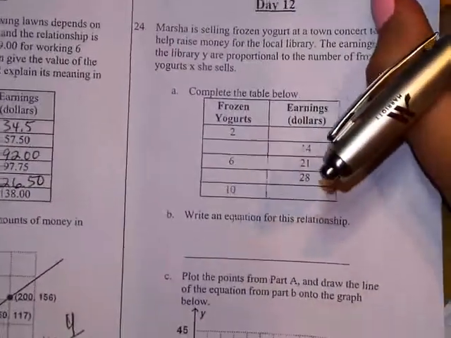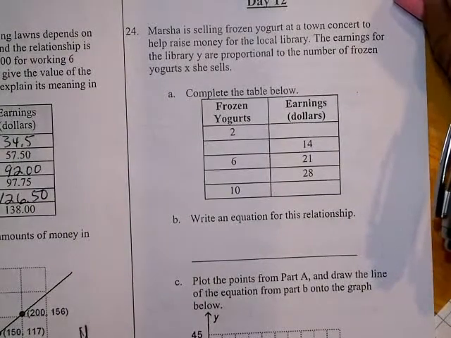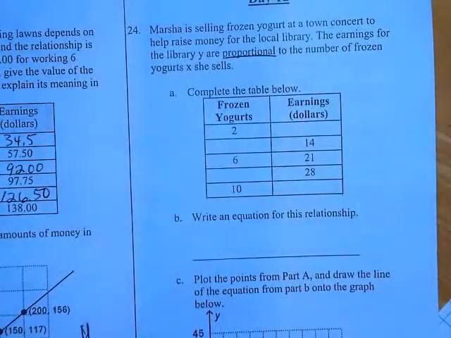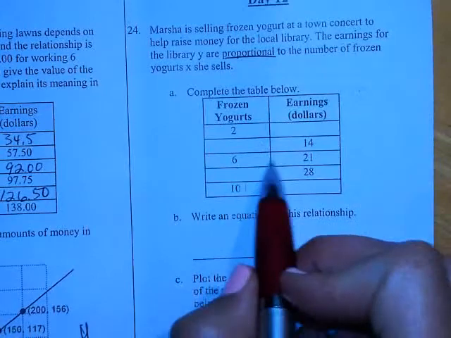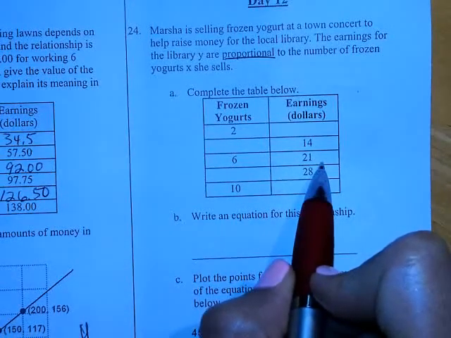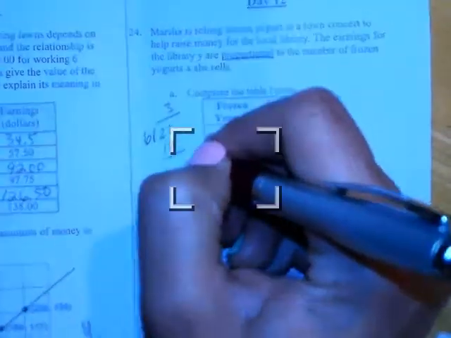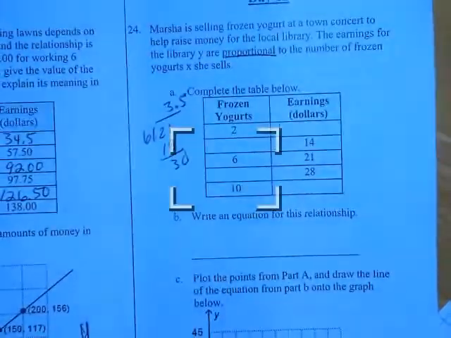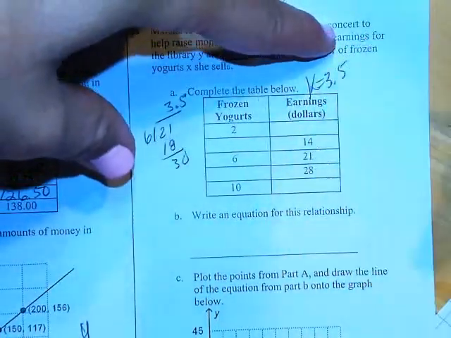All right, 24. Marsha is selling frozen yogurt at a town concert to help raise money for the local library. The earnings for the library Y are proportional, so they're telling you it's proportional to the number of frozen yogurts X she sells. Okay. This is our given information here. You first need to figure out how much they're charging per yogurt. 6 into 21 is 3. Make this 18. Subtract. It's $3.50 a yogurt.